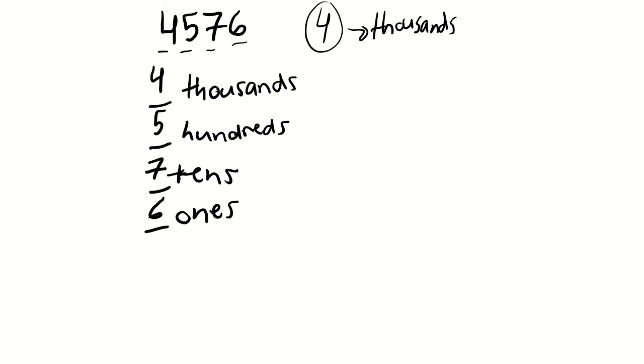Now the reasoning to this is, as we've said before, it goes ones, tens, hundreds, thousands, right? So the 6 has to represent the ones. So how many ones, how many 1 blocks are there? 6. 10 blocks, there's 7. Same thing with the hundreds, same thing with the thousands. Pretty straightforward.